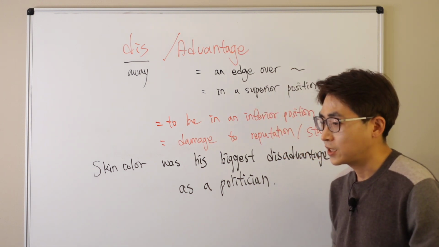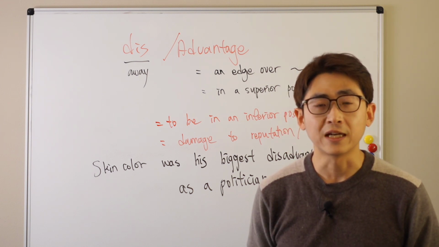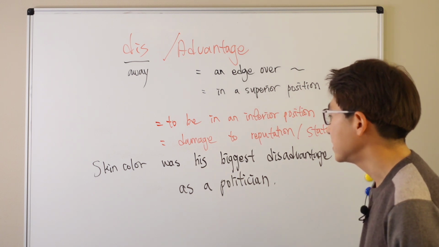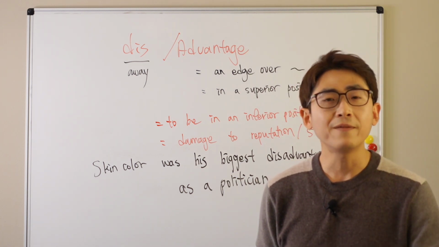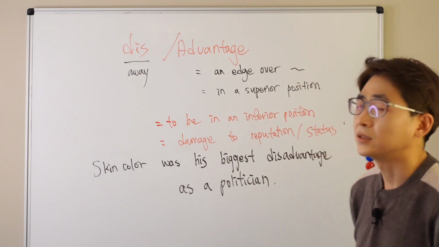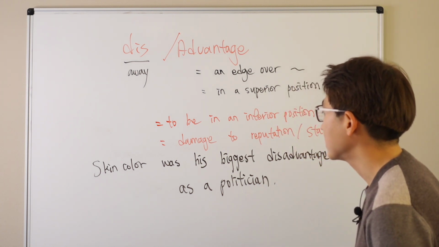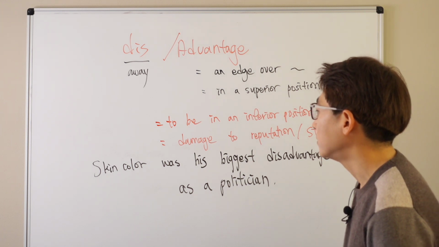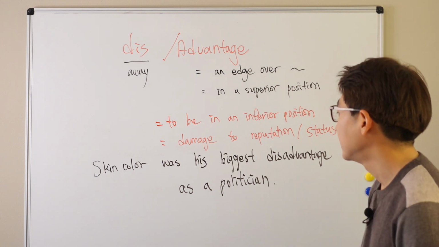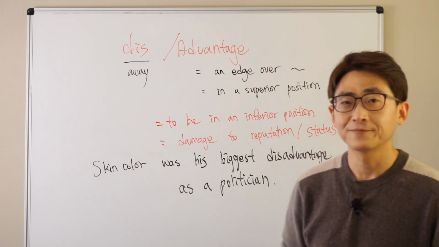For example, Barack Obama, when he ran for the president of the United States, many people believed that his skin color was his biggest disadvantage because never in the history of America a black man was appointed as president. It was a white people dominant society, still is. And we use this word disadvantage just like that.